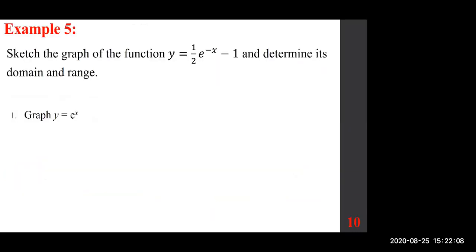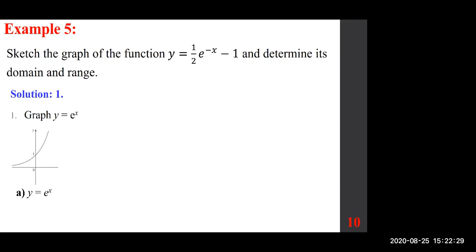All right, we want to graph this, and again, the idea is to start with a basic function. In this case, the basic function is e to the power of x, and we know how the graph looks like. Again, it looks almost like 2 to the power of x, 3 to the power of x, roughly.